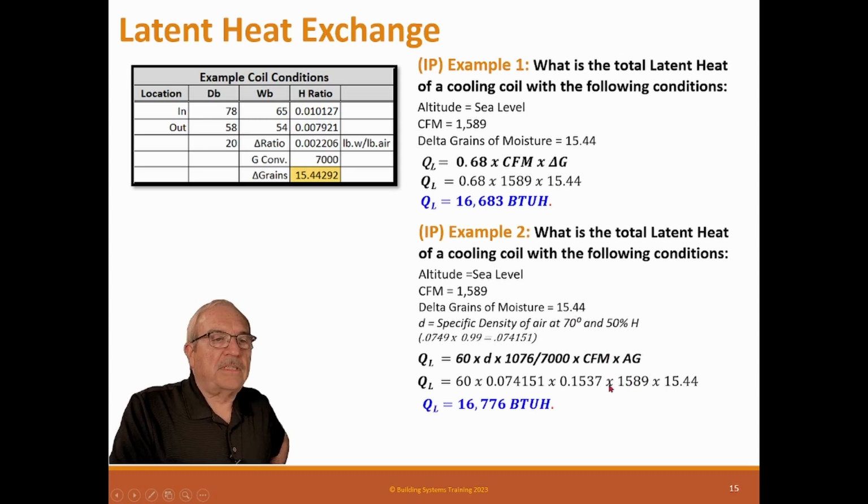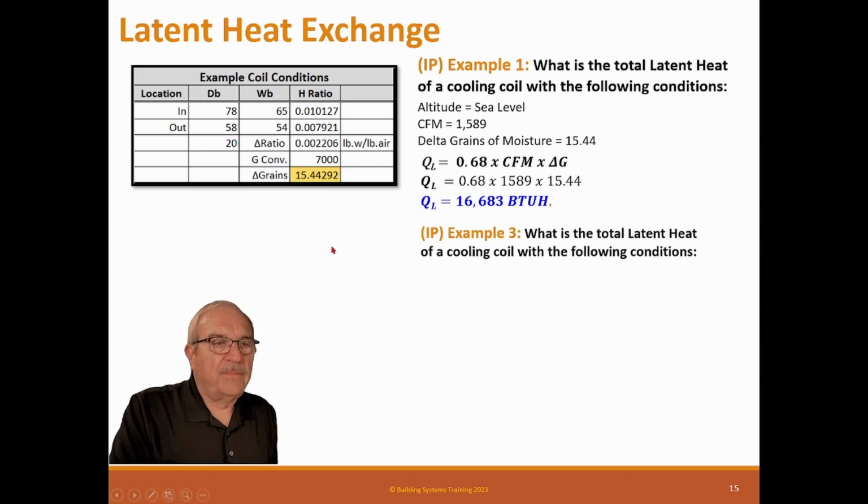Come up with 16,776. Not exact, but close. 100 BTU is really close, so we wouldn't worry too much about that. The reason they're not exactly the same is because the factors we're using are from rounded numbers. So it won't be exact, but it'll be close.